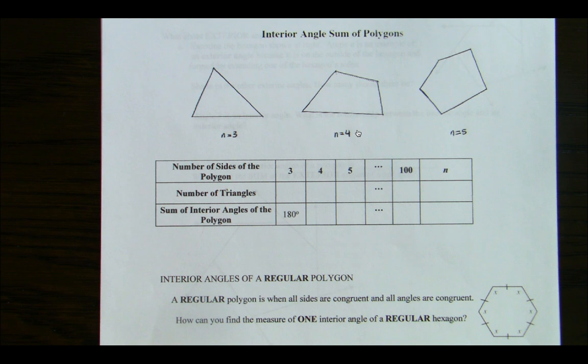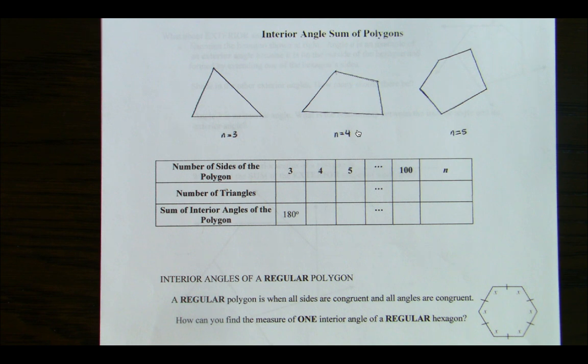In this video, we are going to go over interior angle sum of polygons. So what does that mean? When we're talking about the interior angle sum, we're talking about how much the angles add up to inside a polygon. That could be a triangle, any kind of quadrilateral or pentagon, or really any enclosed shape, such as the three that you see.